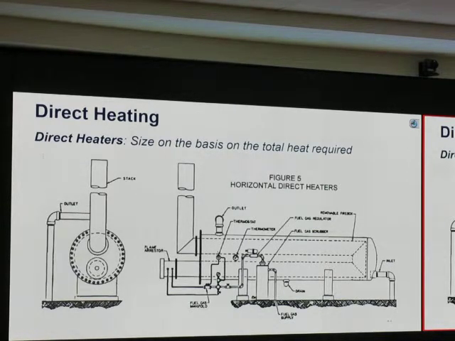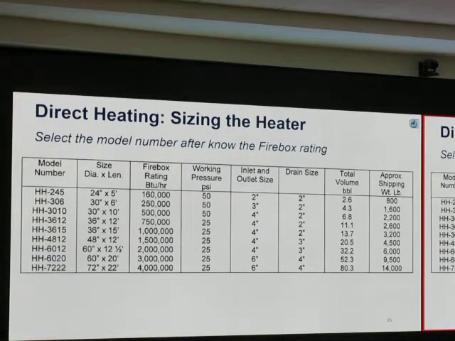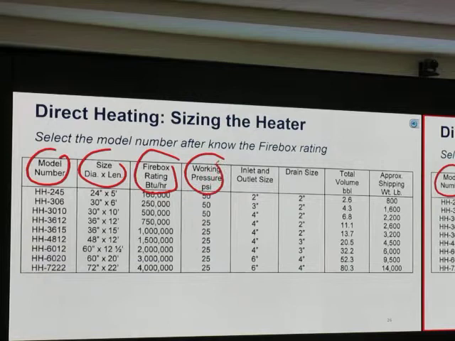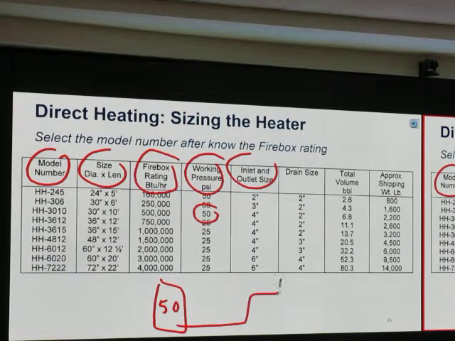Alright. The normal heater treater is direct heating equipment. It's not indirect, okay? So for direct heating, there's a model number, the size, firebox rating, working pressure, inlet and outlet. Okay, if I have the heater treater set at 50 psi, and oil from the heater treater goes directly to the oil tank. Okay, let's try on this side.